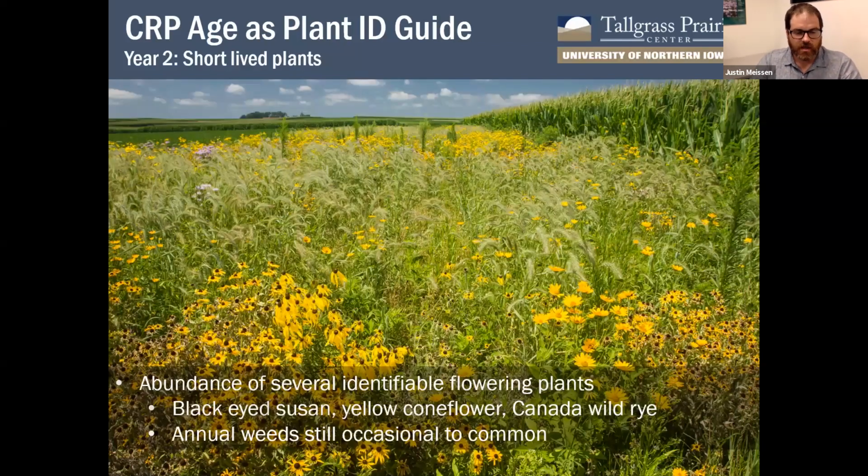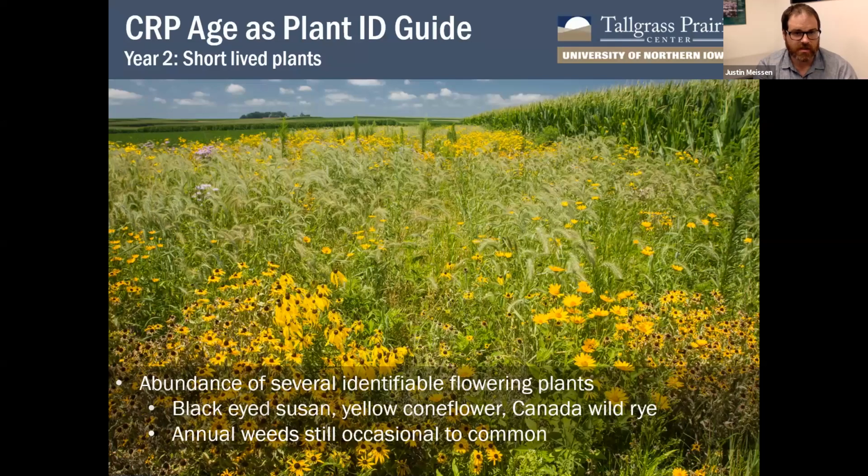Okay, so in the second year of CRP, we generally have an abundance of short-lived plants. That often includes both grasses and wildflowers. And in particular, we have several readily identifiable plants like black-eyed Susan, yellow coneflower, and Canada wild rye. We covered black-eyed Susan already, and we will cover yellow coneflower later in the webinar, though Canada wild rye is not one we've covered yet.